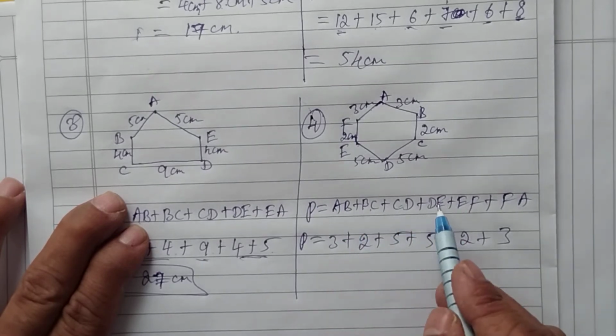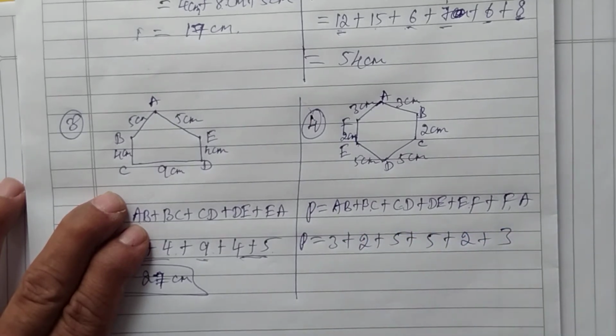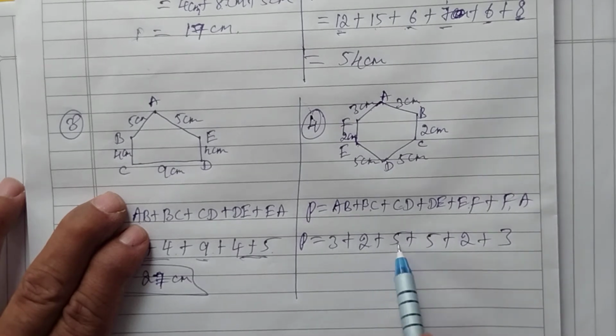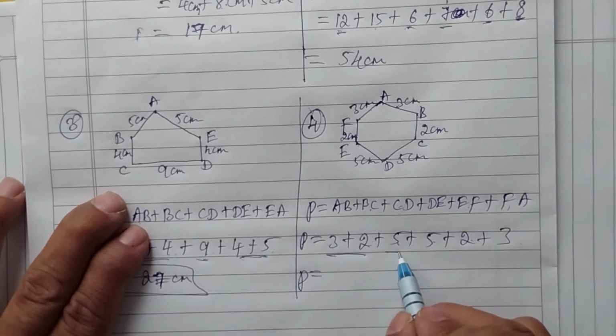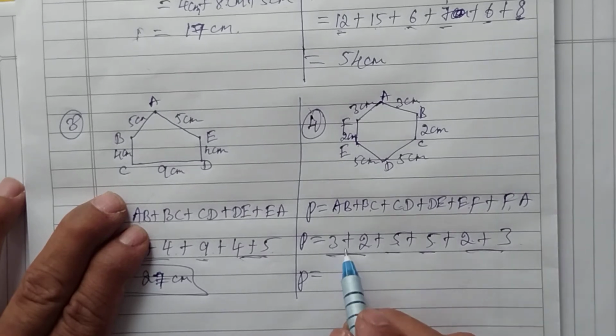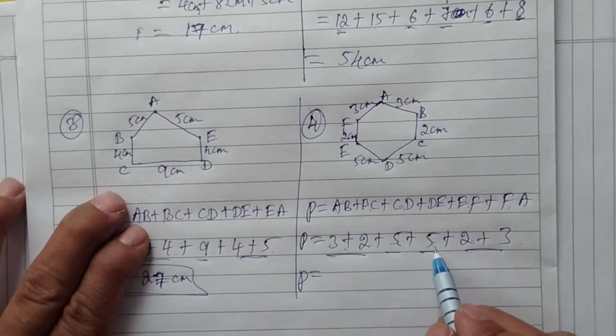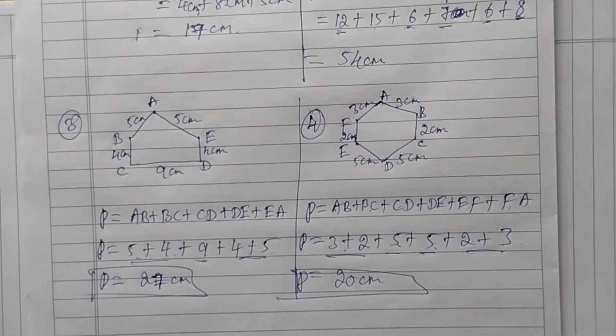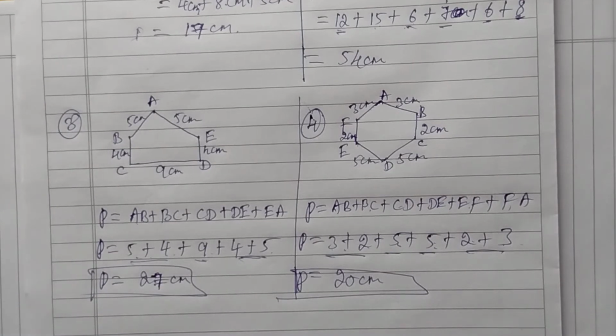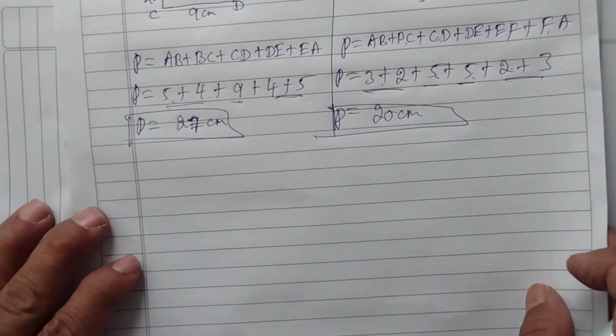1, 2, 3, 4, 5, 6. 6 sides, hexagon. See here, 5 plus 5 is 10, 10 plus 5 is 15, 15 plus 5 is 20 centimeter. Did you understand? Okay. Now you can copy in your classwork also. Okay. Next, fifth one.